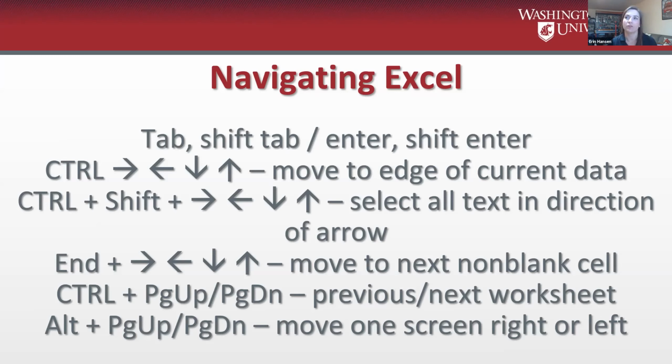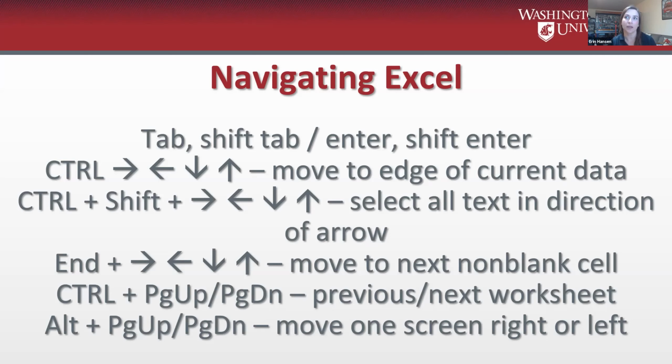On that same level of difficulty, if you will, you can use the arrow keys to move up, down, right, left. But if you use Control plus the arrow keys, it's going to move to the edge of the current region in the worksheet. Basically, it's going to move in a linear fashion, and it will move to the last occupied cell in your current data set. Control plus Shift plus the arrow key will select all the text in the direction of the arrow. So basically, holding down the Shift key functions sort of like holding down the left mouse button.